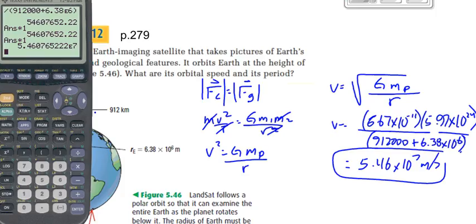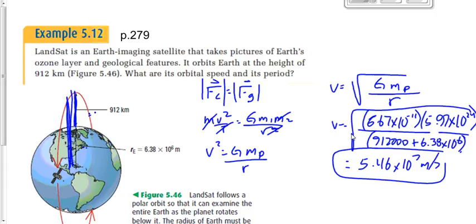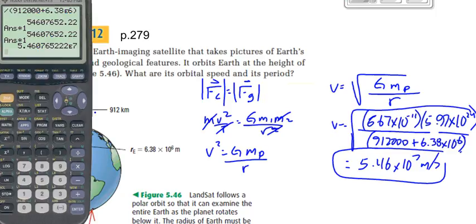So we do need to square root that, you're right, which is going to give us a much more realistic answer. Let's say second function, square root. Now we get 7.39 times 10 to the 3. That's much better.